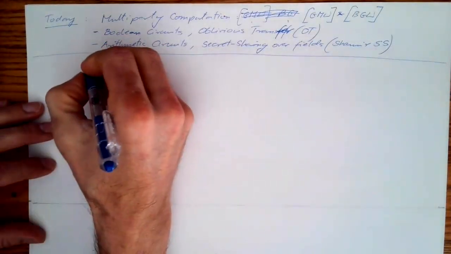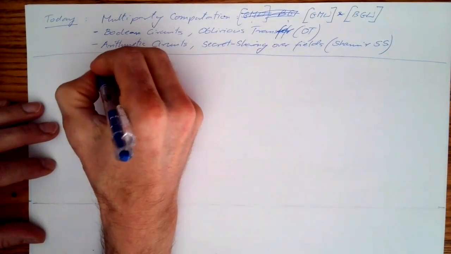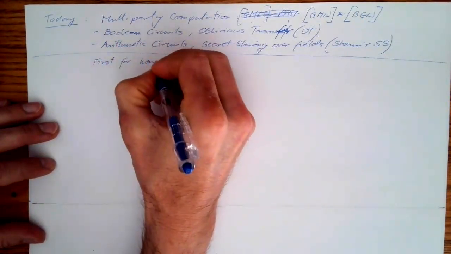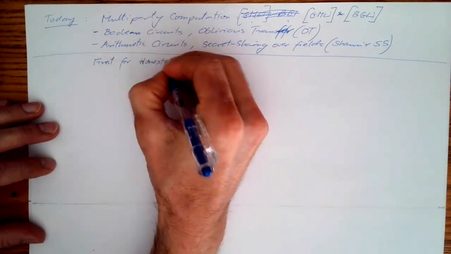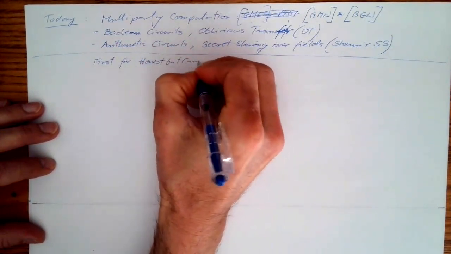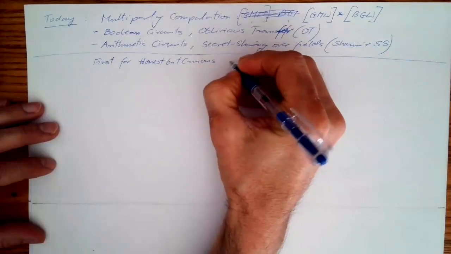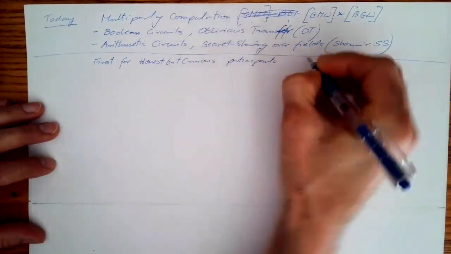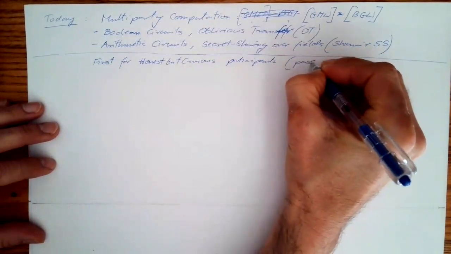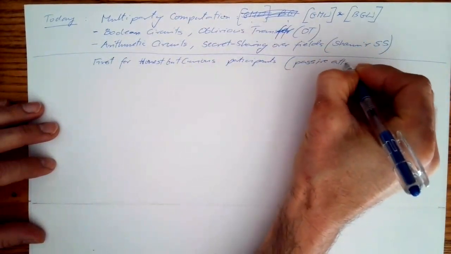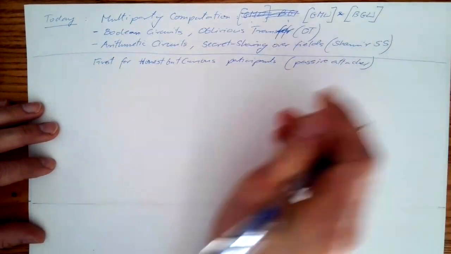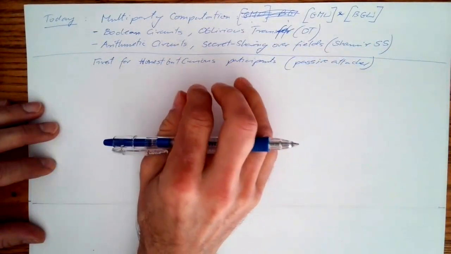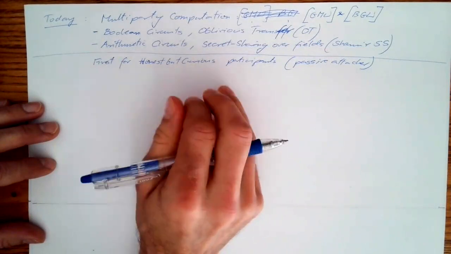Both of them we'll do first for so-called honest but curious participants. In other words, a passive attacker. So the first type of security we'll go after corresponds to a passive adversary.